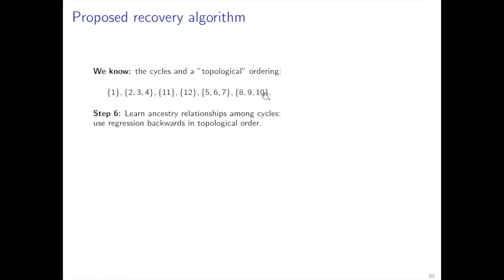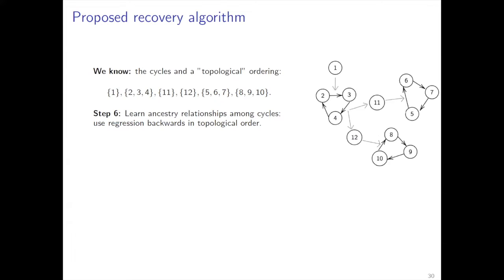We have this topological ordering, and now we would like to learn ancestry relationships among these cycles. So what we do is we can do linear regression of the last one on everything before it, and you're just going to get non-zero coefficients from the cycles that are actual parents. You can prove this. So we get this kind of graph that shows which cycle points to which other cycle.